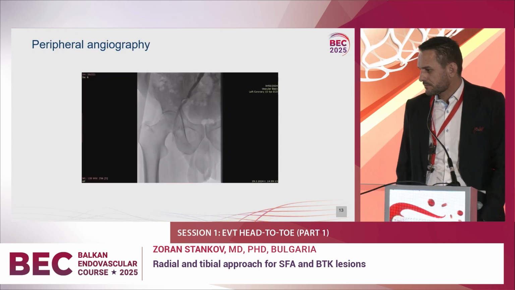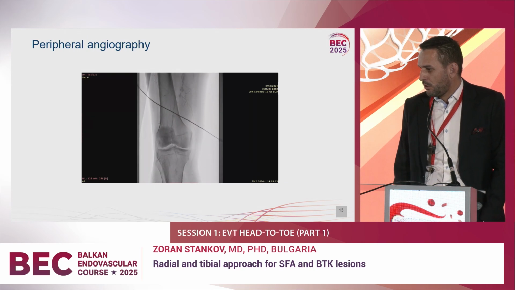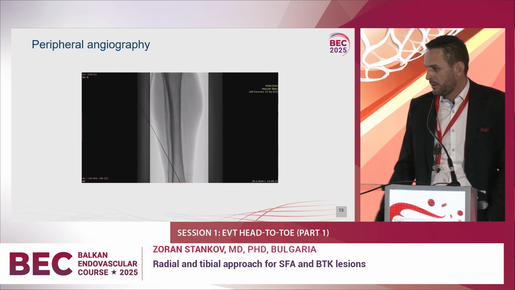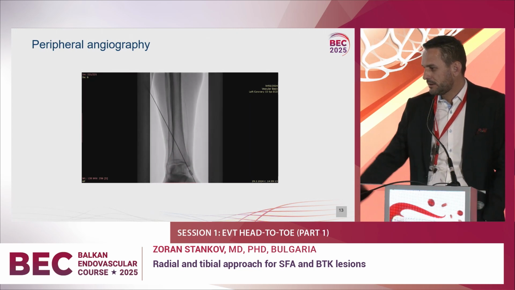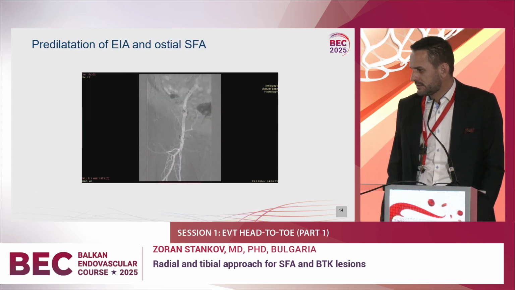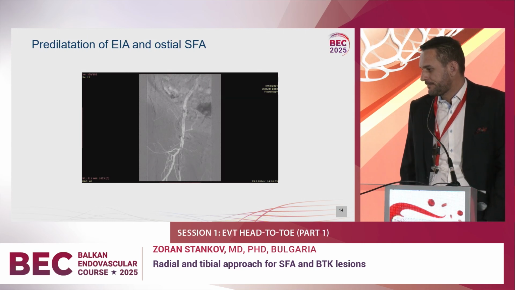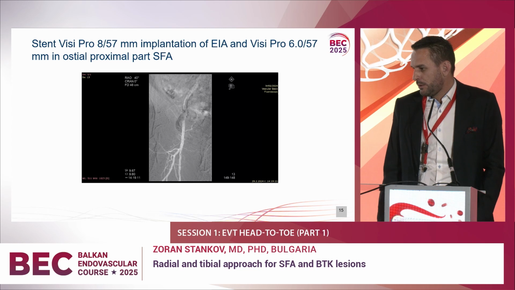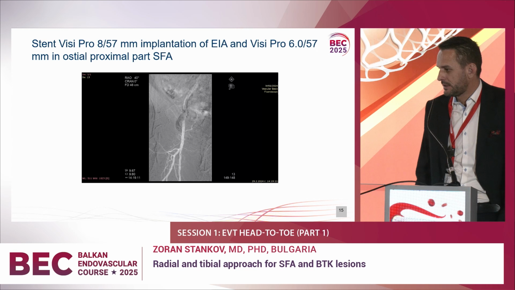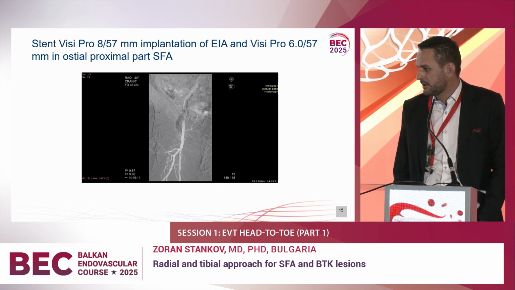This is the angio. We see the stenosis of the iliac and femoral artery, and occlusion in the segment, the data from the Doppler we see in the angio, and collateral flow in the tibial posterior artery. This is the procedure after predilatation of the stenosis of the iliac and SFA. We implant the VisiPro balloon expandable stent in the external iliac artery and one stent in the ostial proximal segment of the SFA.